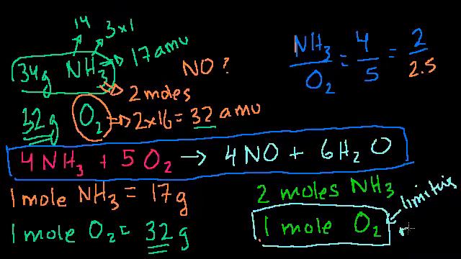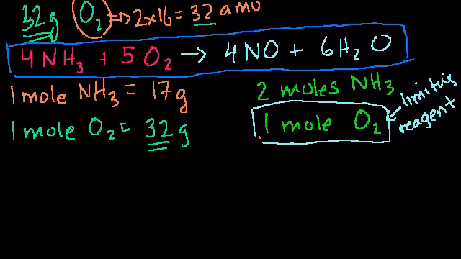Limiting reagent. And I said before, the words reagent and reactant are used interchangeably. But when people talk about the limiting one, they tend to call it the reagent. So oxygen is a limiting reagent, and we have extra ammonia. Given that we have 1 mole of oxygen, how many moles of ammonia can I react with that?